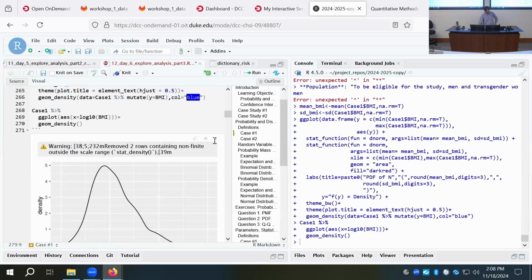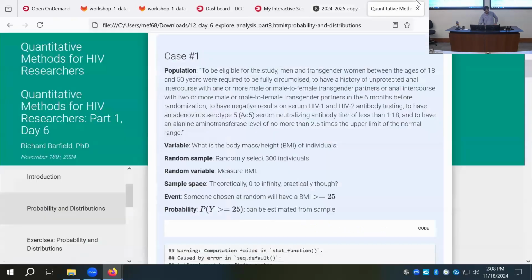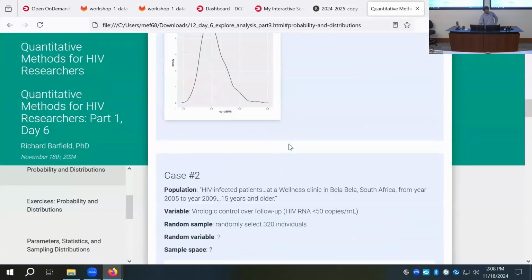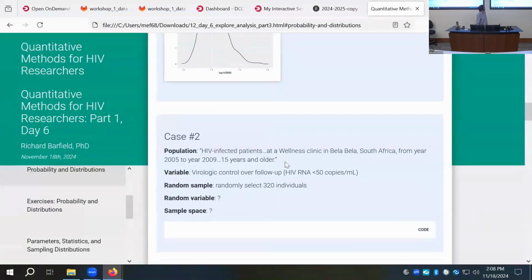Okay. All right. So in case study 2, we have HIV-infected patients at a wellness clinic in Bella Bella, South Africa, from 2005 to 2009. They had to be 15 years or older. This is all going to the public domain. This is their population of interest. The variable of interest was whether or not they maintained virological control over the follow-up period, meaning control of the virus. And they had about 320 individuals.